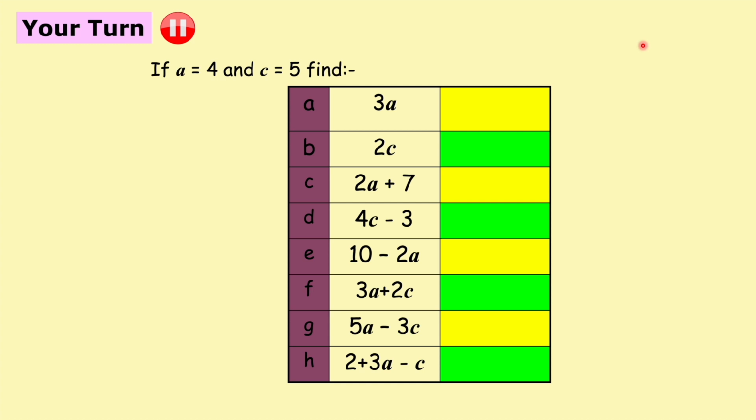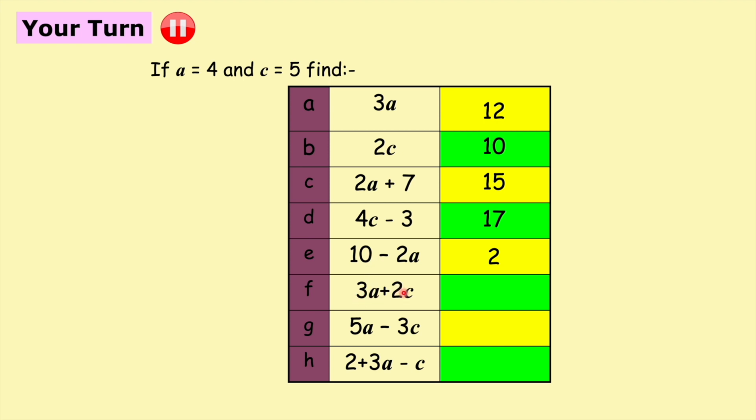Okay, so first one, 3a, that means 3 times a, and a is equal to 4, so 3 times 4 is 12. 2 times c, c is 5, so 2 times 5 is 10. We've now got 2 times a, add 7, a is 4, so 2 times 4 is 8, add 7 to get 15. 4c subtract 3, well c is equal to 5, so 4 times 5 is 20, subtract 3 is 17. 10 subtract 2a, well a is 4, so that's 10 subtract 2 times 4, which is 8. So 10 subtract 8 is 2.